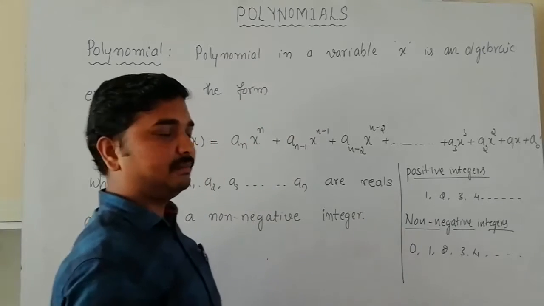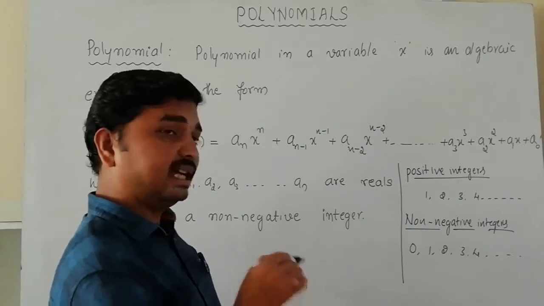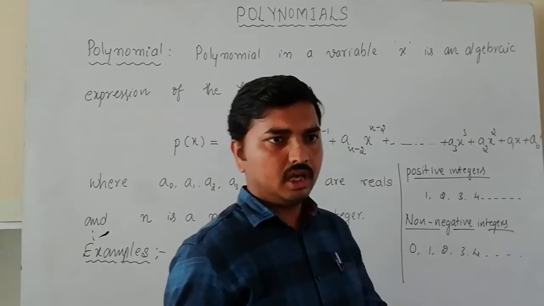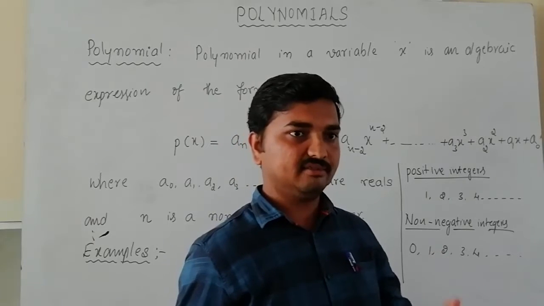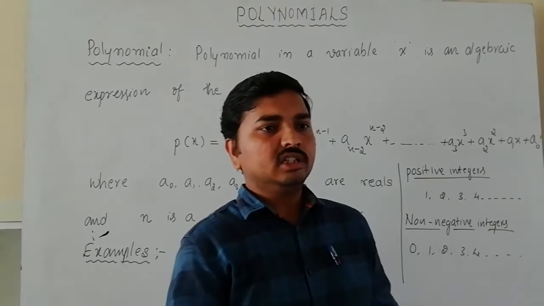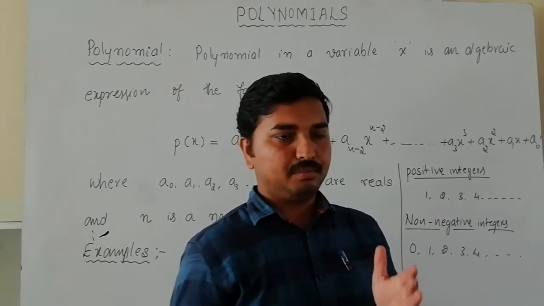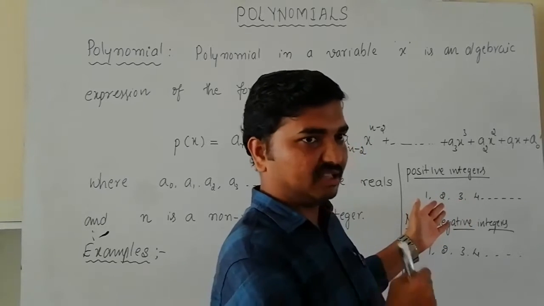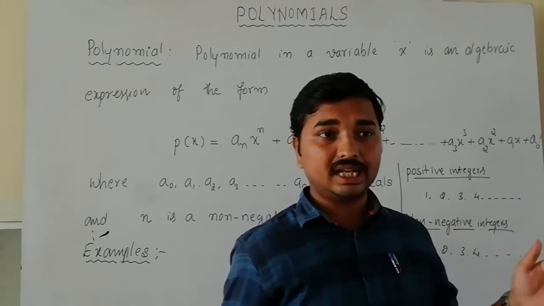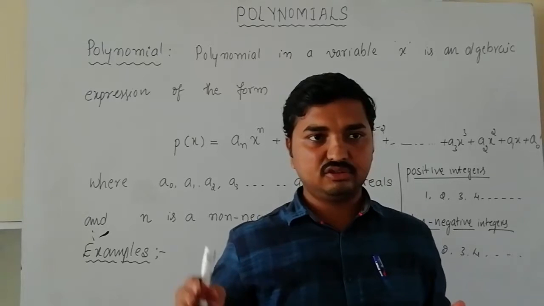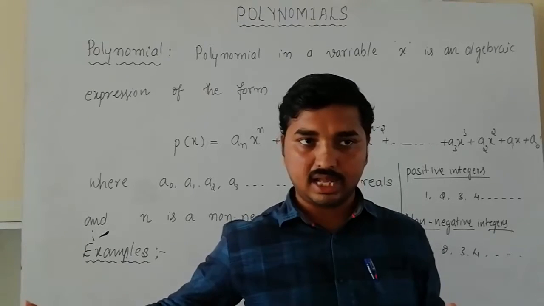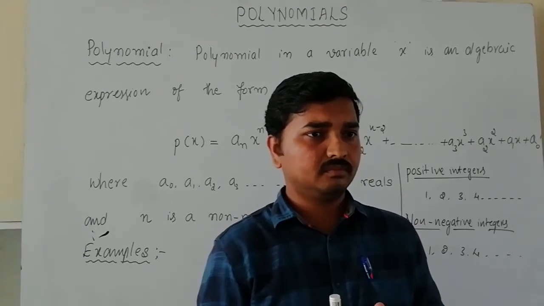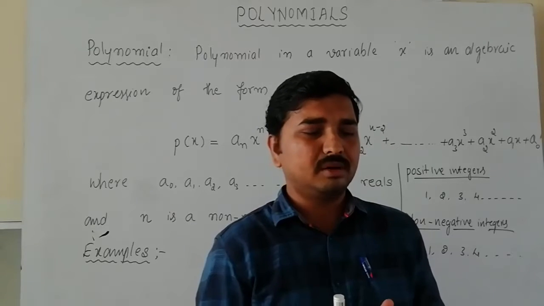There is a difference between a positive integer and a non-negative integer, so try to understand this. Integers means 0, plus or minus 1, plus or minus 2, plus or minus 3 and so on. Among these integers, +1, +2, +3, +4 and so on are positive. -1, -2, -3, -4 and so on are negative. Now what about 0? What about the sign of 0?